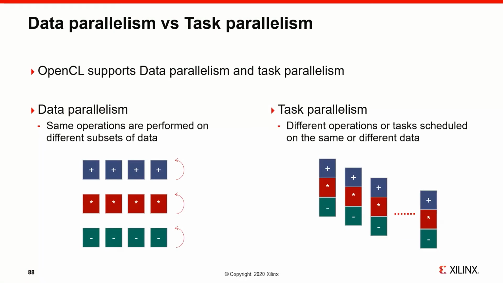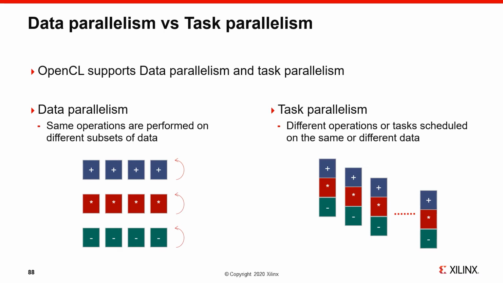OpenCL supports both data parallelism and task parallelism. Data parallelism is where the same operations are performed on different parts of the dataset, typically a regular structured array. For example, if I have 4 processing units, I could do 4 adds in parallel, as indicated in the diagram on the left, and iterate over a larger dataset.